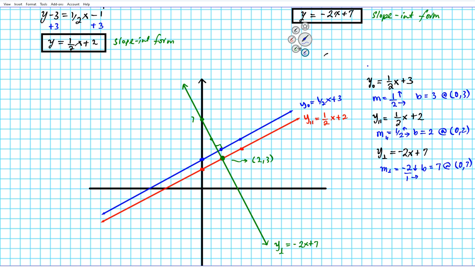From geometry, if you've already taken it, remember that if two lines are parallel, you just use that notation right there. That means that they have the same slope and they're parallel. So there you have it.